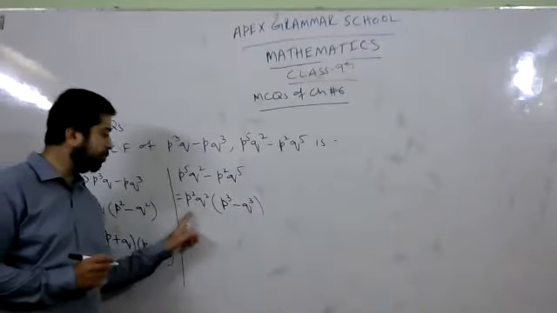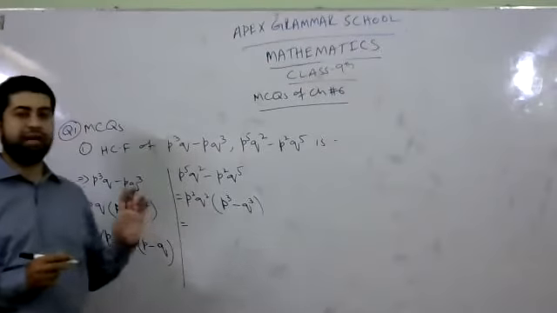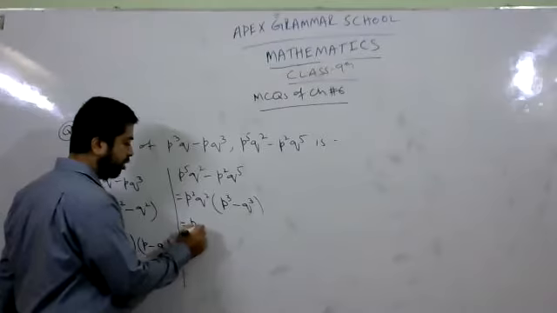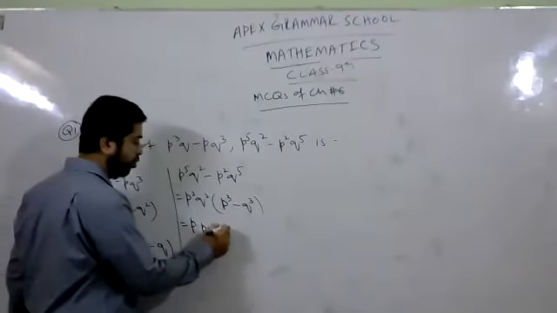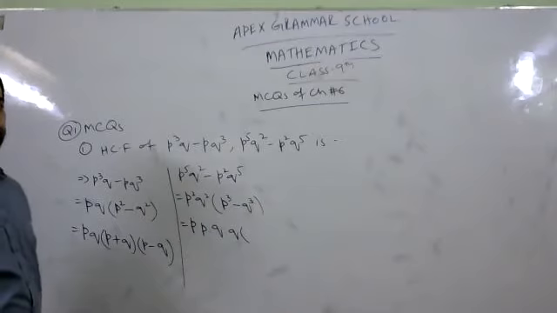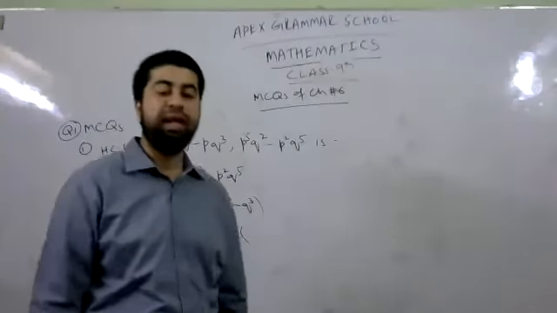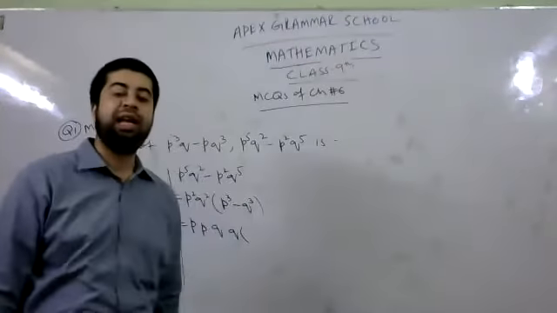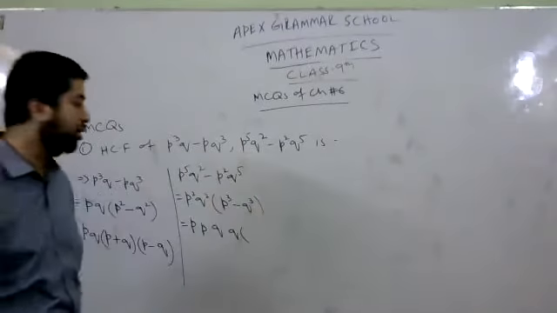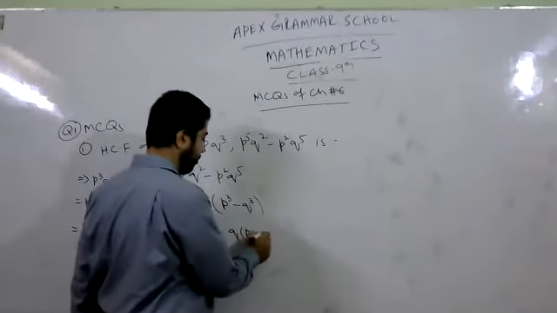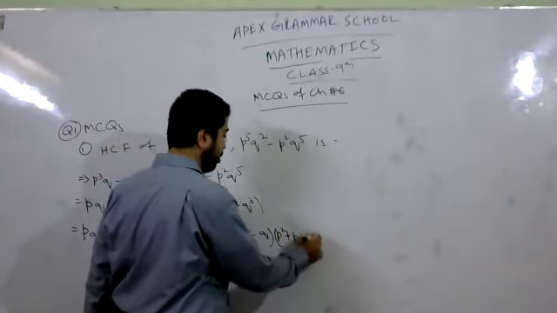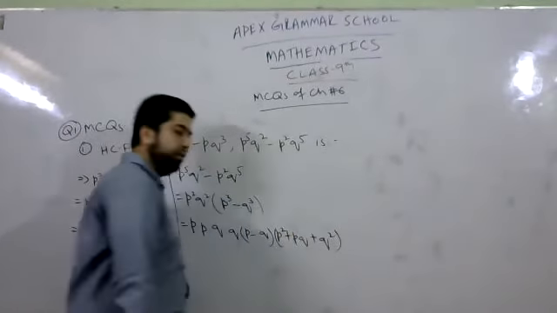Again, P² minus Q² can be factorized. We can write it as P·P and Q² as Q·Q. You know that a³ minus b³ is equal to a minus b into a² plus ab plus b². So you can write it as P minus Q into P² plus PQ plus Q².